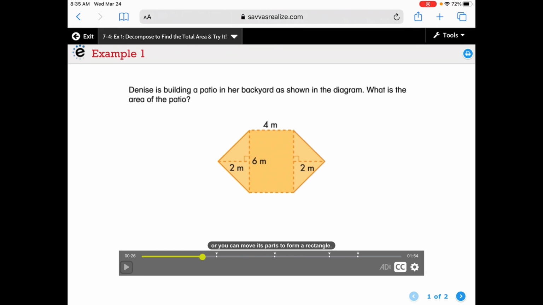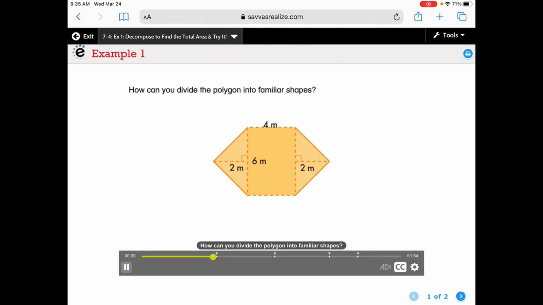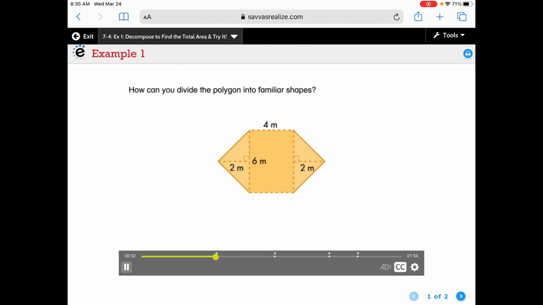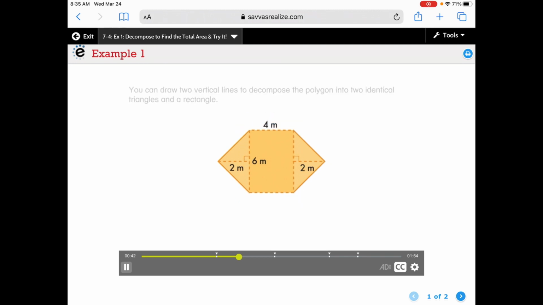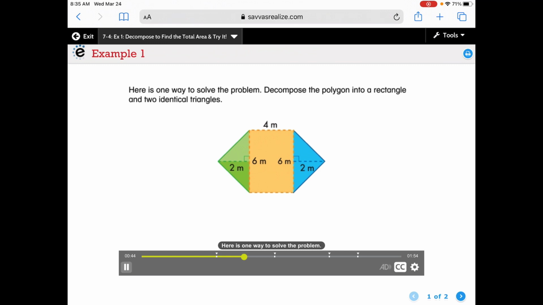All right, decompose just means that we're going to break it up into some similar objects that we know of. How can you divide the polygon into familiar shapes? All right, we have two triangles here, and then we have a rectangle in the middle. You can draw two vertical lines to decompose the polygon into two identical triangles and a rectangle. Here is one way to solve the problem. Decompose the polygon into a rectangle and two identical triangles.